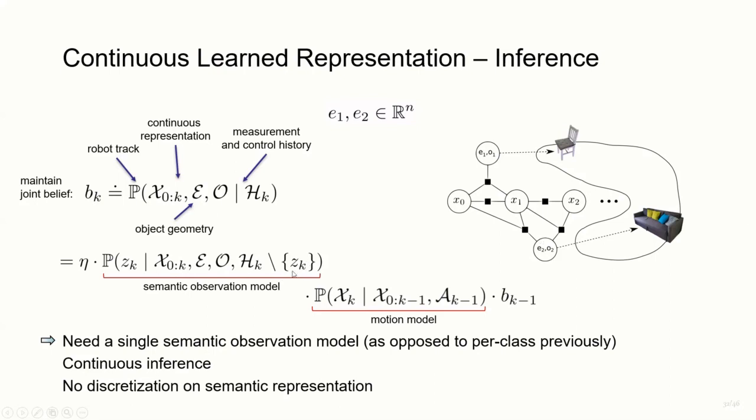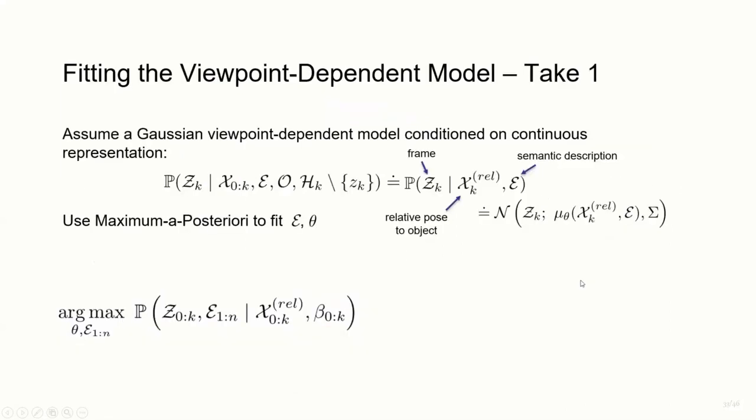So we can see immediately the advantages of this approach. First, there's a single continuous semantic observation model. We don't need to learn per-class models. This is continuous inference, for which there are efficient approaches to solve. There's no discretization of the semantic representation. So there's this idea that the semantic representation space is continuous.